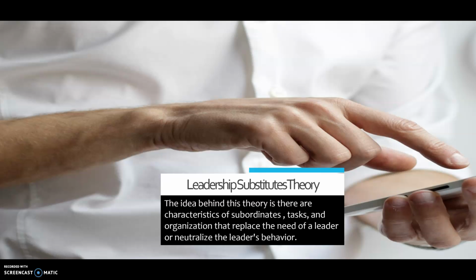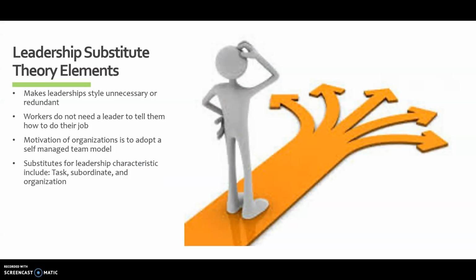And the last one is leadership substitutes theory. The idea behind this theory is that there are characteristics of subordinates, tasks, and the organization that replace the need for a leader or neutralize the leader's behavior. Leadership substitute theory elements make leadership style unnecessary or redundant. Workers do not need a leader to tell them how to do their job. The motivation of the organization is to adapt self-management team models. Substitutes for leadership characteristics include task, subordinate, and organization.